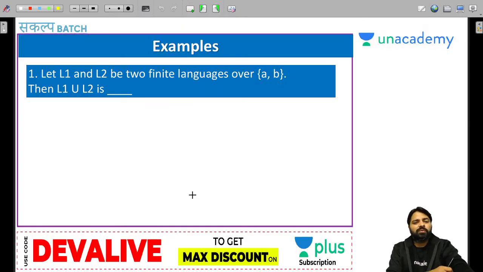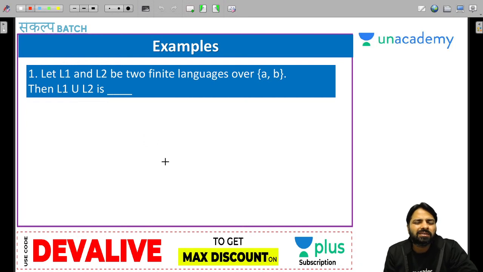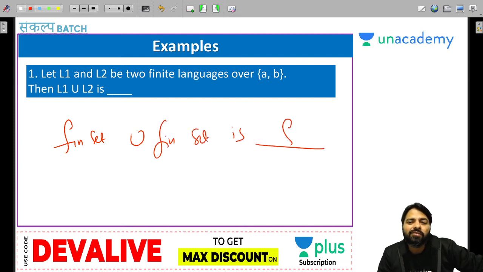Okay, first question for you. L1 and L2 are two finite languages. Then what is L1 union L2? You know that it's closed, right? You can apply it. Yes, it is finite. That means a finite set union a finite set is what? Finite. Very simple, right? It is finite.